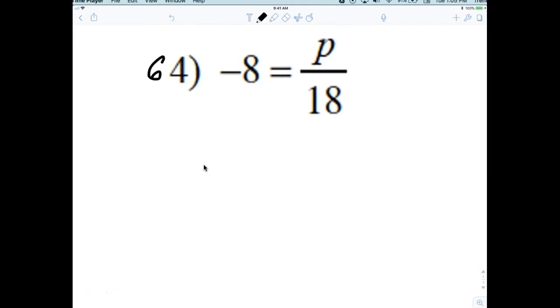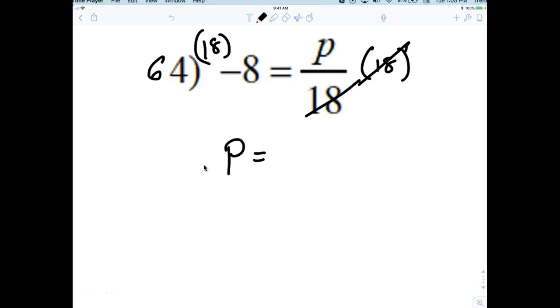64. How do I undo division? Multiplication. So now I'm going to multiply both sides by 18. I cross out the 18s. So P is equal to. Negative 1. Very good. And again, a positive times a negative is a negative.